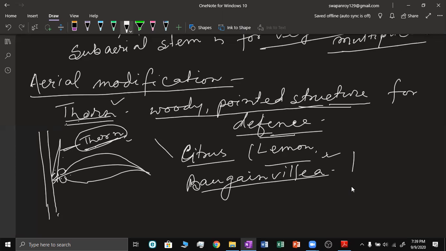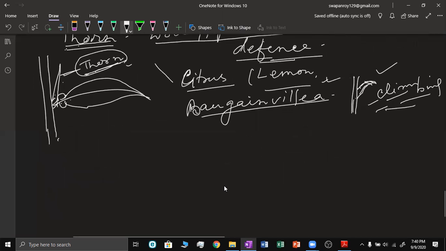Bougainvillea, they have bougainvillea, a very beautiful climber plant having beautiful flowers. Here, the thorn that comes out is a little bit curved, and this curved thorn functions as a defense organ and also for climbing. It means it is functioning as a nail, no? So it helps in climbing.